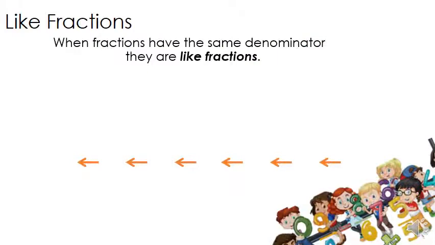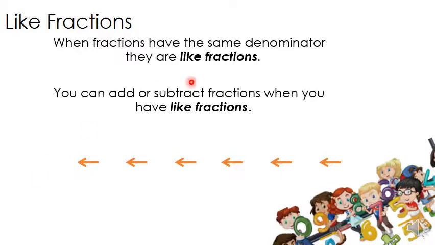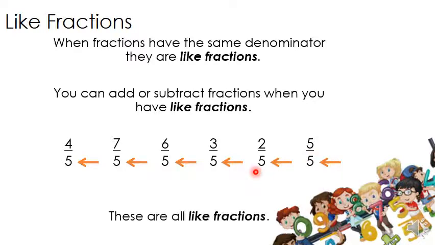Now we are going to talk about like fractions. When fractions have the same denominator, they are called like fractions. You can add or subtract fractions when you have like fractions. Examples: these are like fractions. They have the same denominator, which is 5. Now let's start talking about addition of fractions having the same denominator.